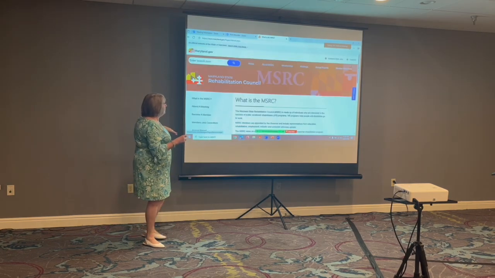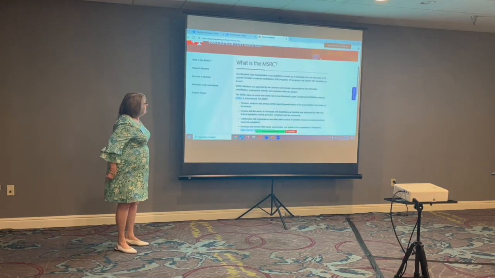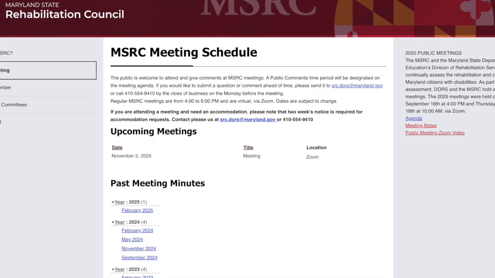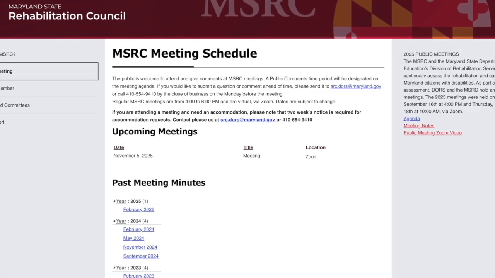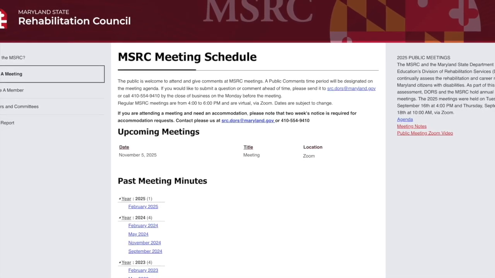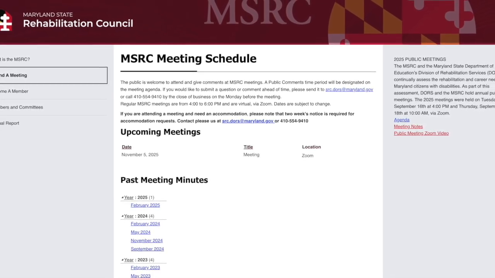It goes into a little bit more detail about what the MSRC is, about how the governor appoints it. These are the primary roles of the MSRC, and then this is a link to the state plan, which you all have input into when that's done. We have the schedule of the scheduled meetings here, and we also have the DORS public meetings scheduled here, which are actually the MSRC DORS public meetings.